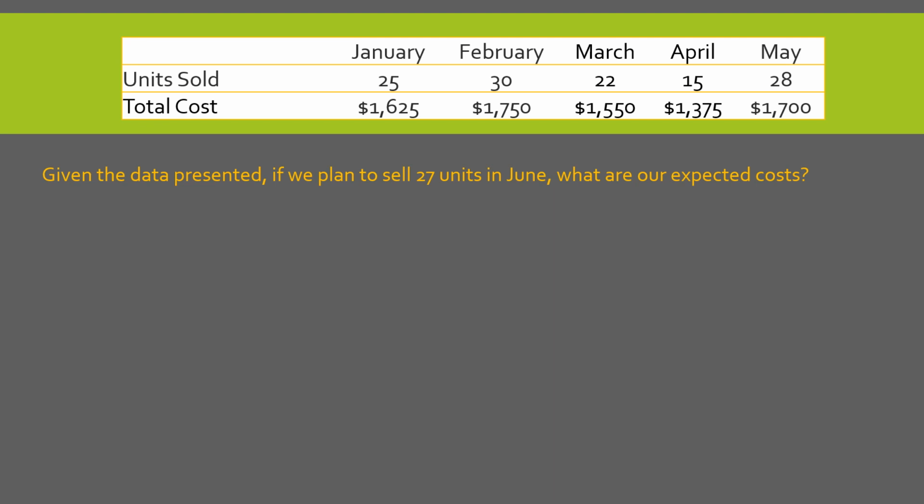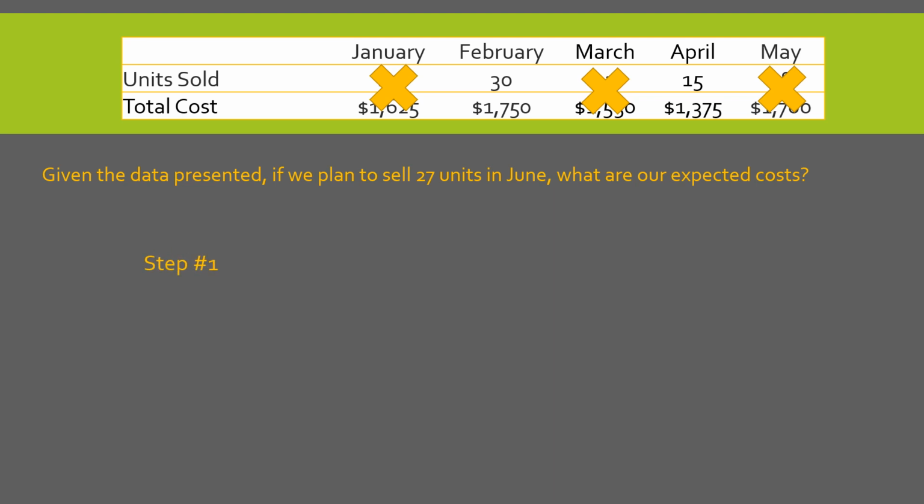So we're going to use high-low, and I need to pick the 2 points of data that represent high and low activity. Be careful, it's always based on activity. When I look, I see that April is my low activity at 15 units sold. February is my high activity with 30 units sold. Therefore, we're going to ignore the other points of data and focus on February and April.